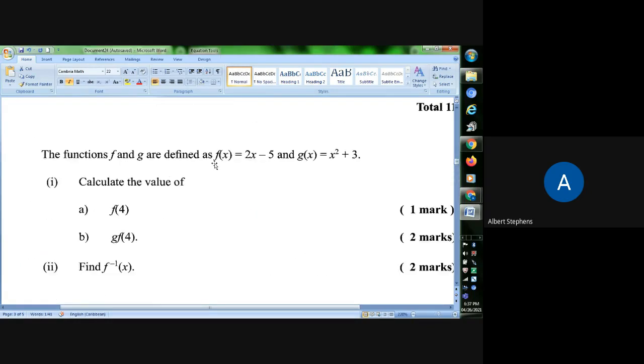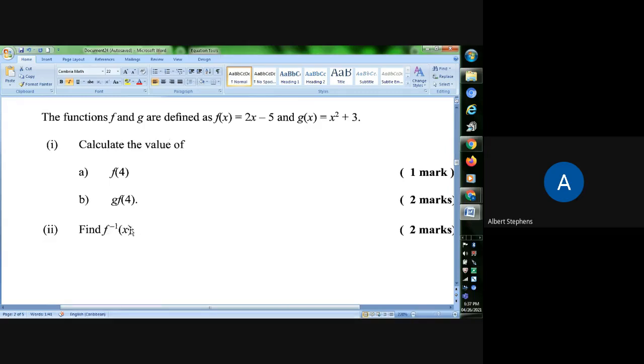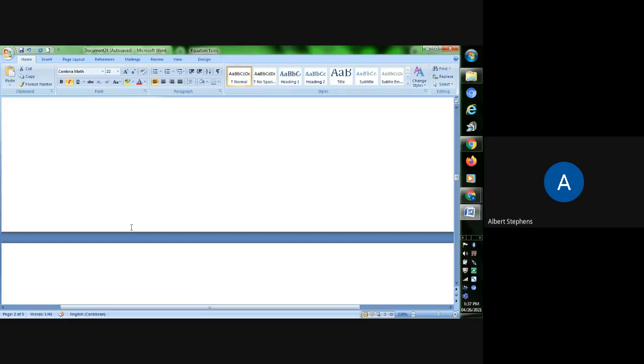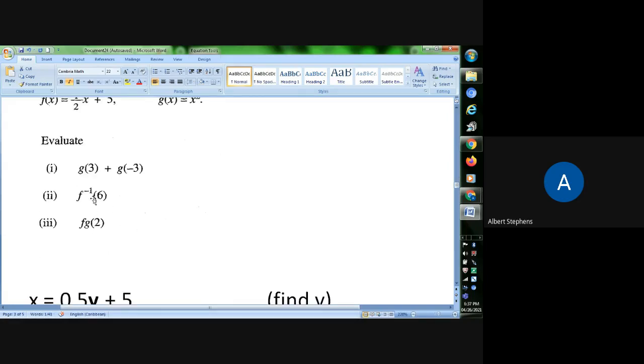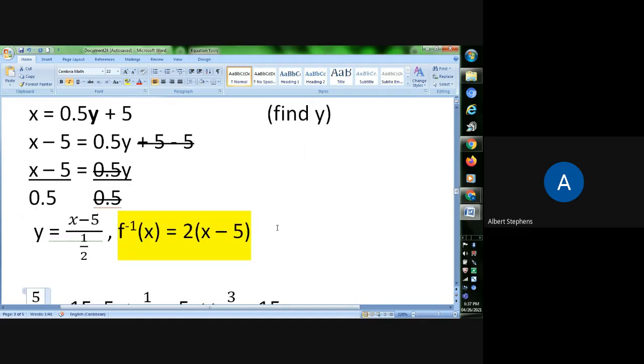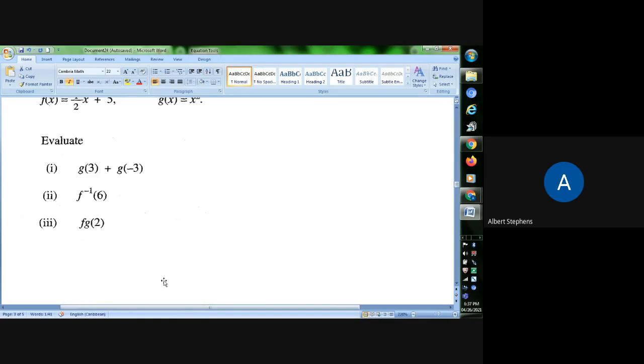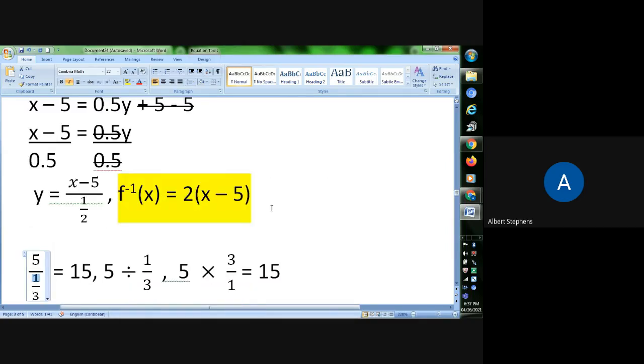But I want to draw your attention to something before I go. In the first example, you notice that when I found the f inverse, there was no number right here, so it was just f inverse x. What do you notice in this question here? There's a number beside the f inverse, the 6. What do you think they want us to do with the 6? After you get the answer, you then replace x in the answer with what? With the 6.